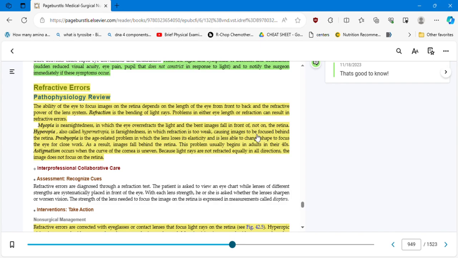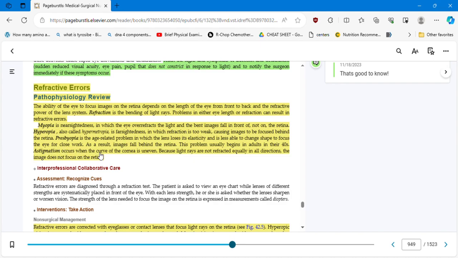causing images to be focused behind the retina. Presbyopia is the age-related problem in which the lens loses its elasticity and is less able to change shape to focus the eye for close work. As a result, images fall behind the retina. This problem usually begins in adults in their 40s.